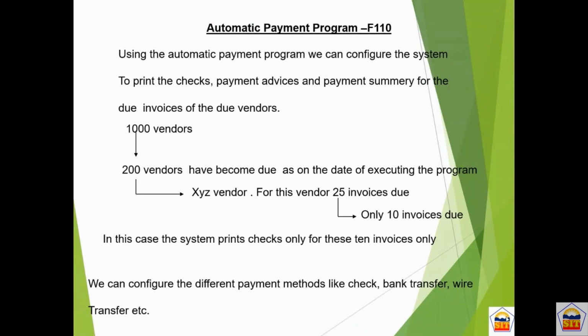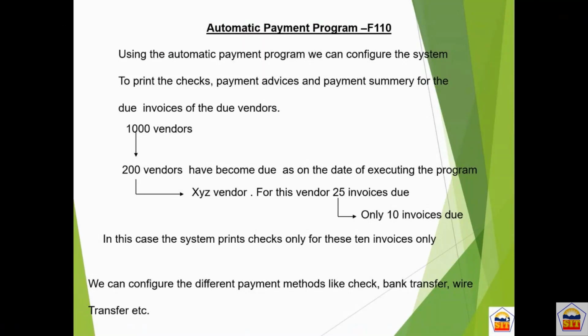What is the reason? Because as on the date of executing the payment program, that is Friday, out of 25 invoices, only 10 are due. So the system is going to keep the 15 invoices in the system, and those will be processed in the next cycle. So the system will print the check or the payment for these 10 invoices only.